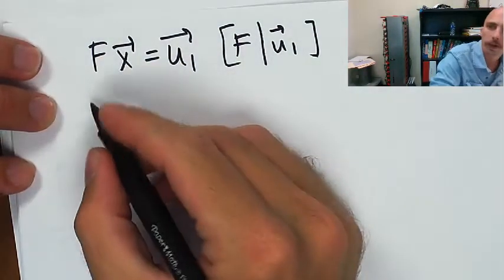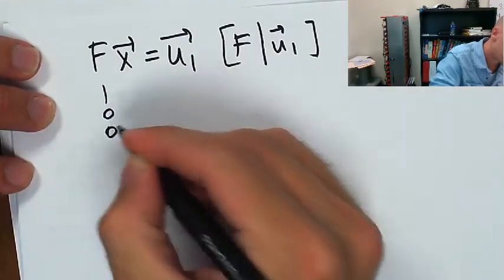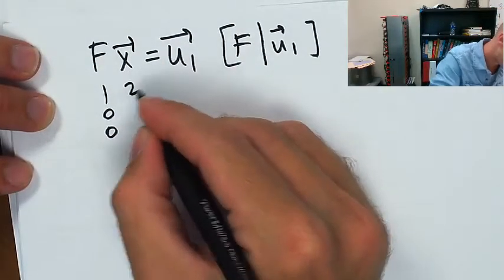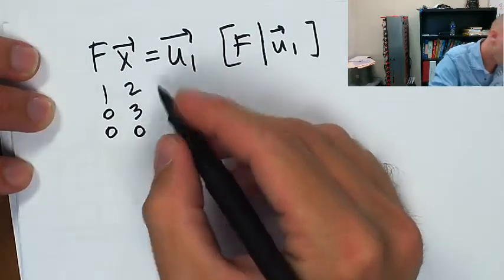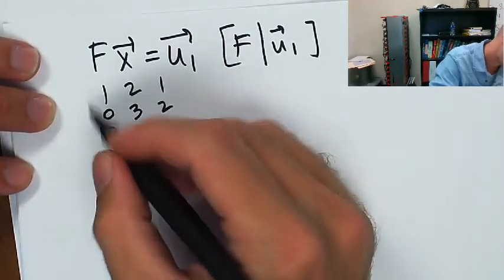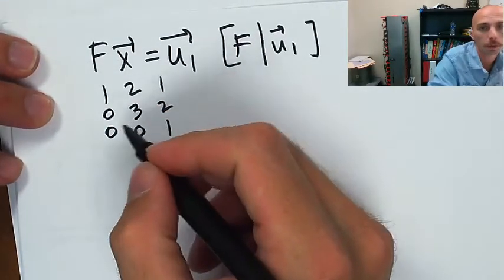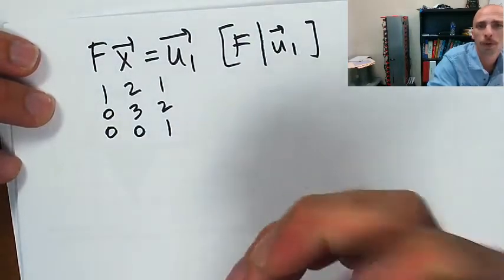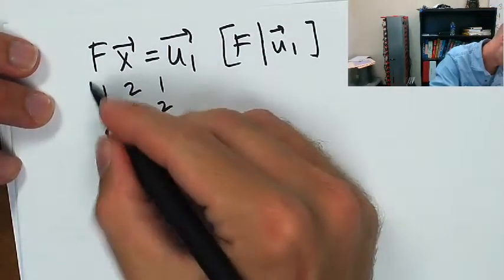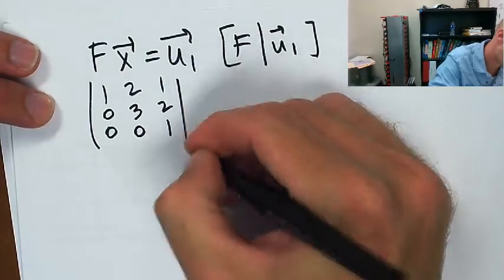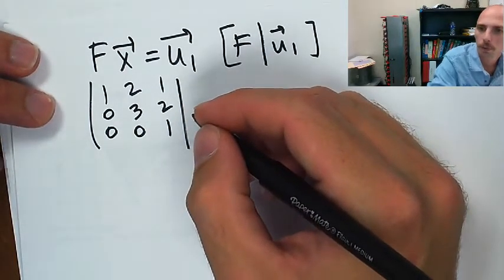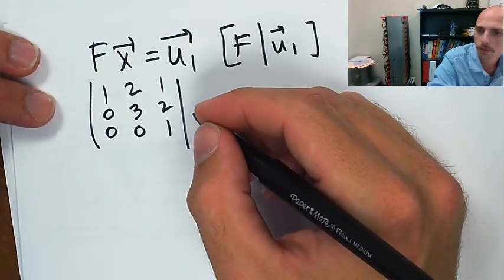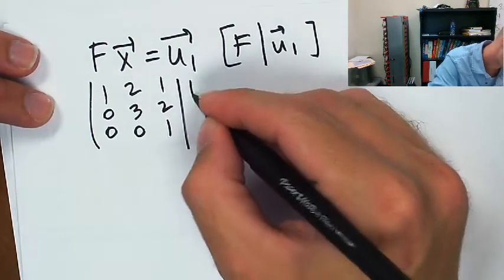Okay, so I'm going to say F is 1, 0, 0, 2, 3, 0, and 1, 2, 1. This is upper triangular, so I know it's going to be, pardon me, you don't know about non-singular quite yet. That was what we talked about in class today, so I think I just got a little ahead of myself. So u1, right, is what I'm going for, and u1 is 1, 2, negative 1.